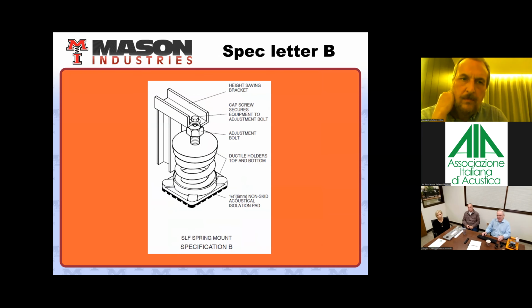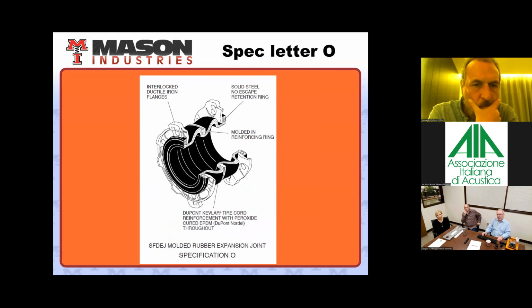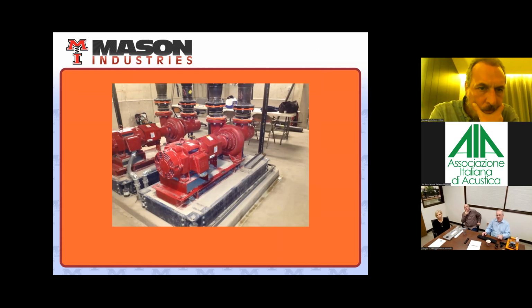Spec letter B is a freestanding spring. Spec letter L is a concrete base supported by those springs. And spec letter O is an elastomeric connector. So very quickly, the designer can select the appropriate material, and doesn't have to necessarily worry about the efficiency equation or structural deflection. It allows them to do that very effectively. This is what that system looks like in the field: a suction pump supported by a concrete base, and that in turn is supported by freestanding springs.